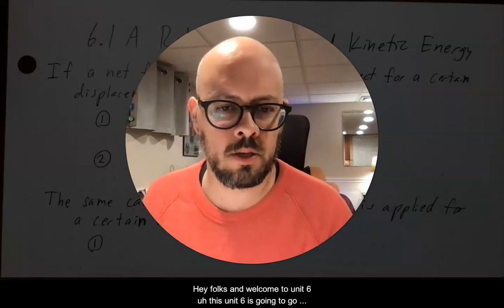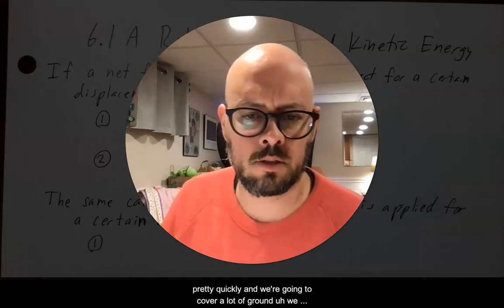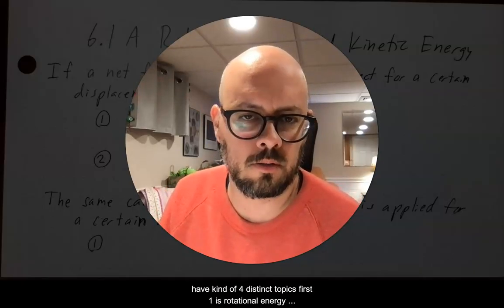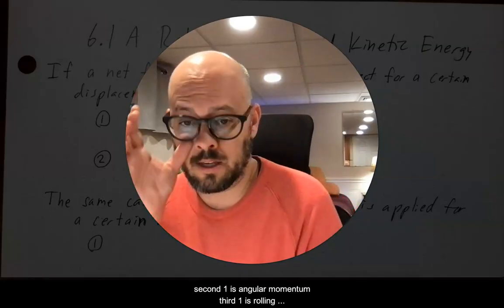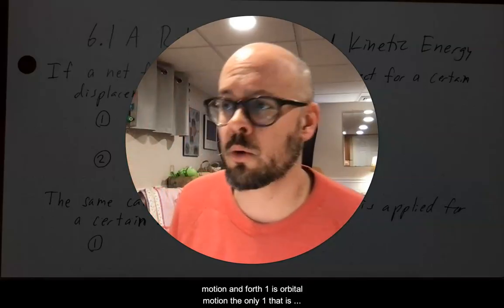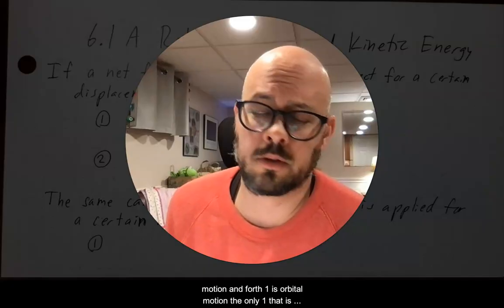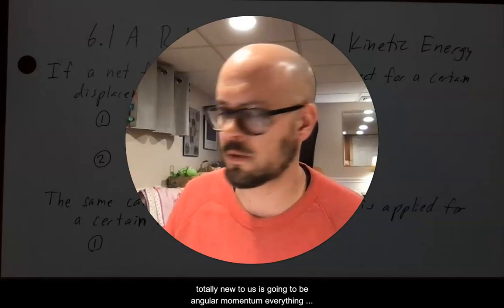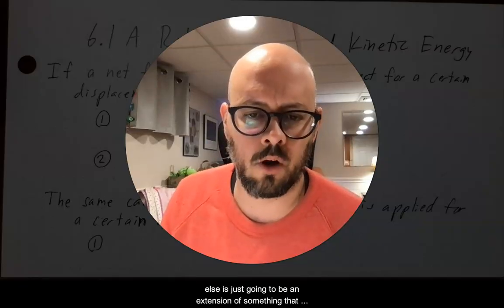Unit 6 is going to go pretty quickly, and we're going to cover a lot of ground. We have four distinct topics. First one is rotational energy. Second one is angular momentum. Third one is rolling motion. And fourth one is orbital motion. The only one that is totally new to us is going to be angular momentum. Everything else is just going to be an extension of something that we already know about.